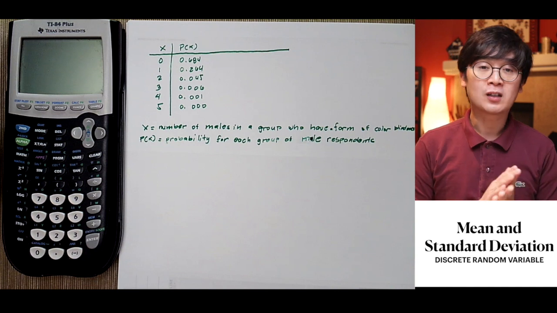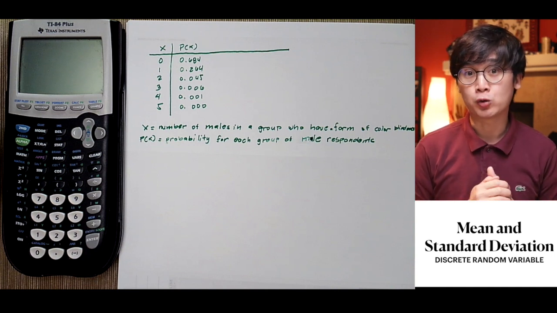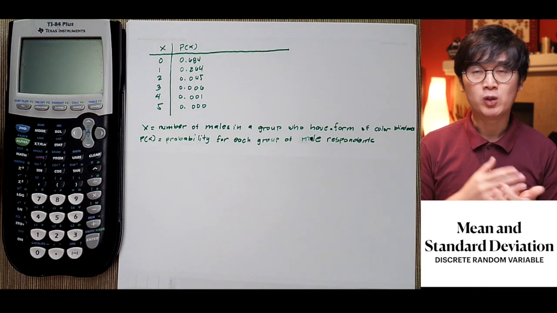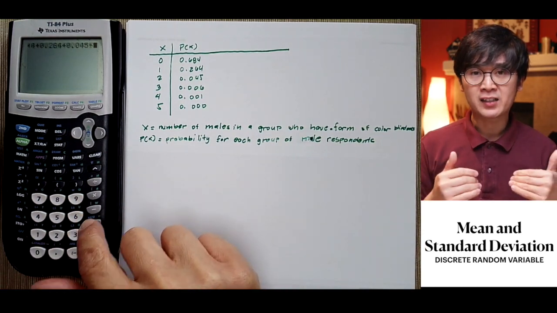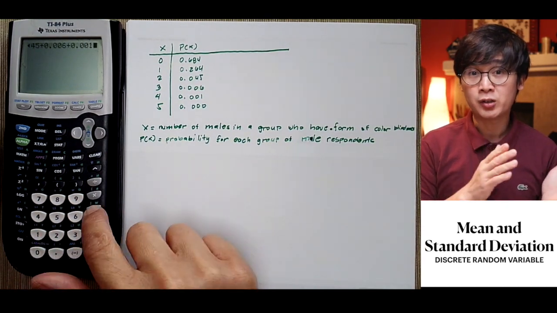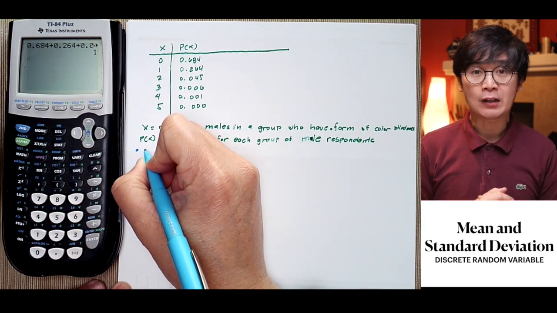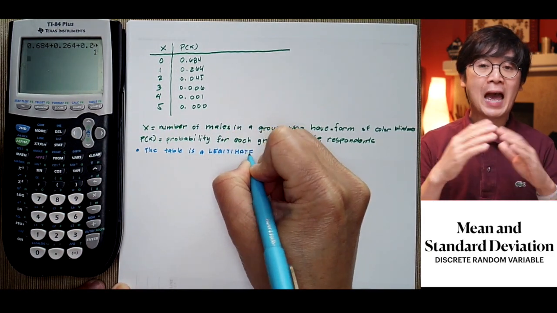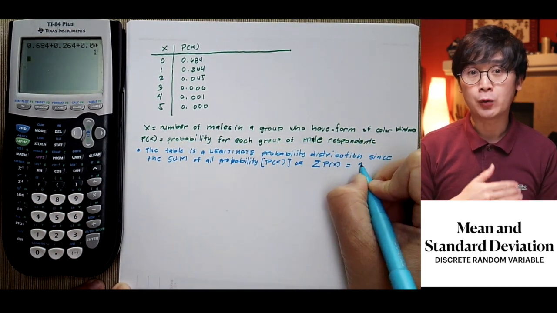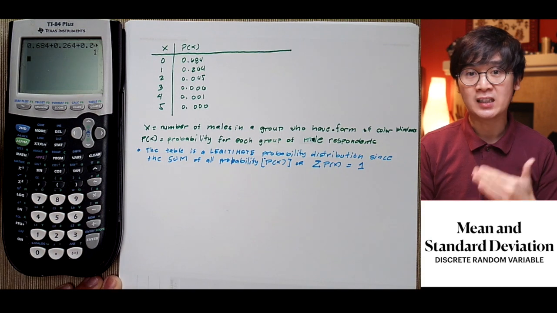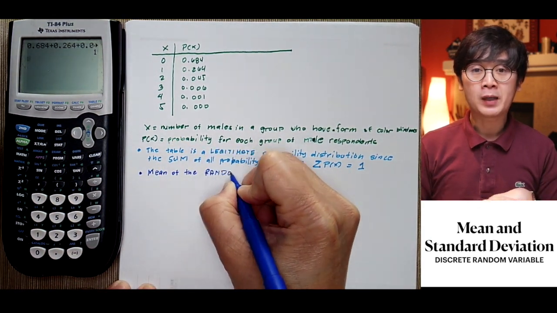The first thing that we need to do is verify if this is a legitimate probability distribution model. To be able to do that, we just need to satisfy the condition that the sum of all your p of x, or the probabilities in your distribution, is equal to 1. In this case, if we add them all up, it's equal to 1. Therefore, we have a legitimate probability distribution model that we can use in computing the mean and the standard deviation of this model. So to start with, we're going to be computing the mean.